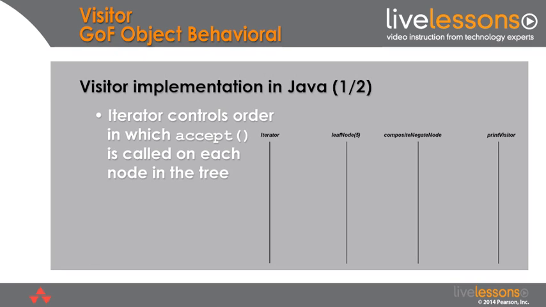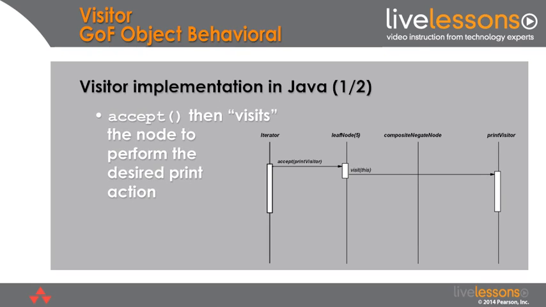The iterator controls the order in which accept is called on each node in the tree. That's because it's using the strategy pattern to figure out the traversal order. So you can see how we're going to start out by having the iterator say accept on one of the nodes in the tree. Let's say, for the sake of argument, that it is a leaf node. So the leaf node then turns around and says, visitor, please visit me. Because it's a leaf node, because it has the type leaf node, the leaf node implementation will then turn around and get out the value and print the value.